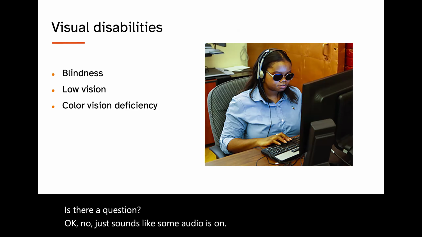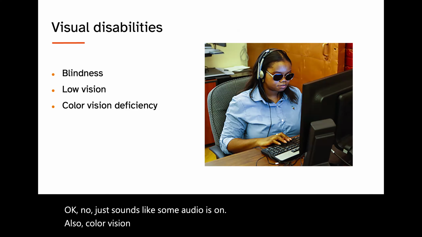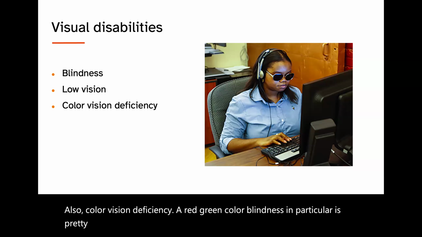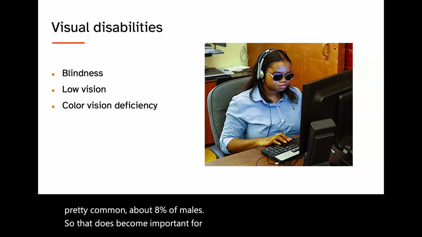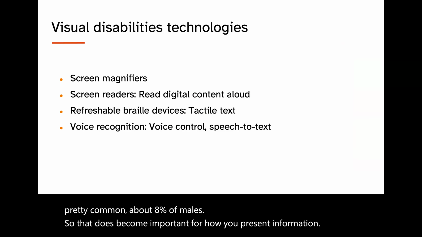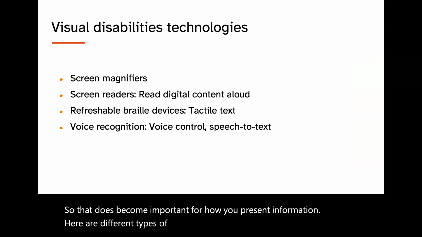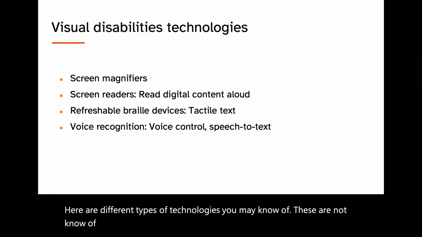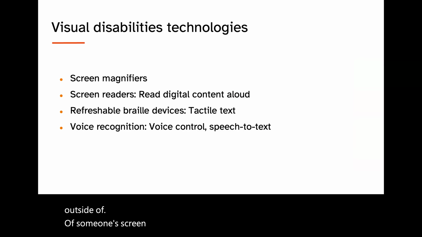Also, color vision deficiency. Red-green color blindness in particular is pretty common in about 8% of males. So that does become important for how you present information. Here are different types of technologies. You may know of these or not know of them. A very common one is a screen magnifier. It could sit outside of someone's screen, or it could also be inherent in the software.